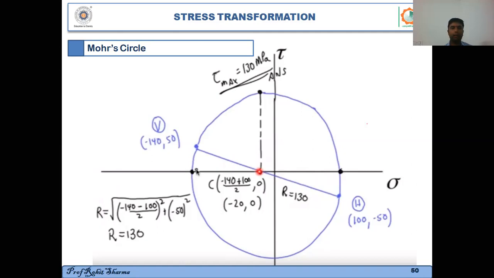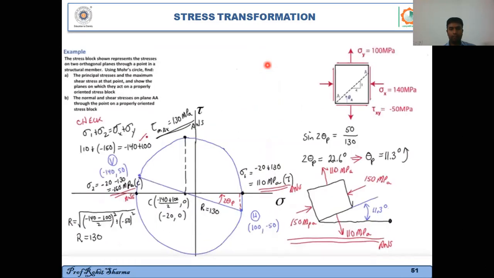Okay. And also you can find out the radius using this formula, square root of sigma x minus sigma y over 2 squared plus tau xy squared, right? So your radius turns out to be 130. Also, the maximum value of shear stress is nothing but your radius. So your tau max will be what? Plus 130 megapascal, right? Okay.